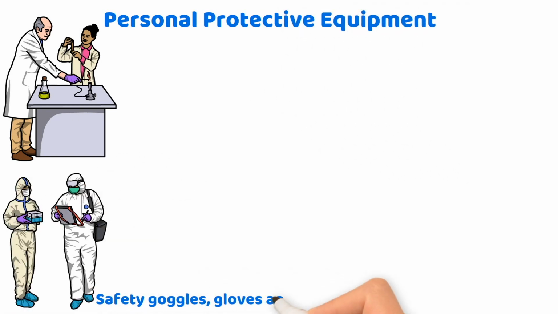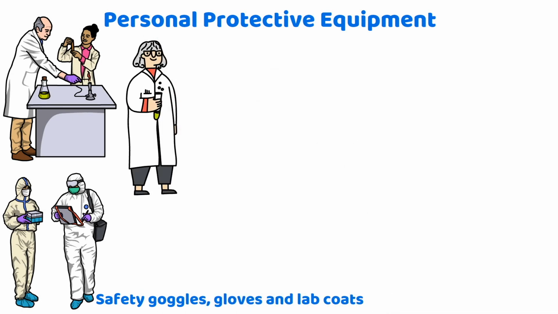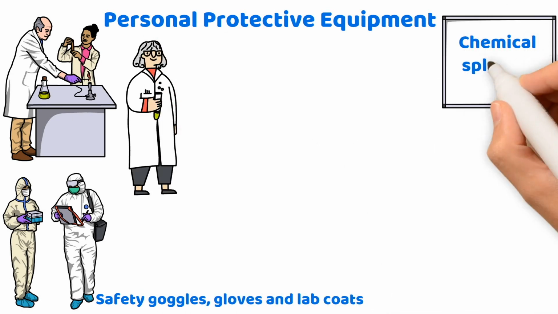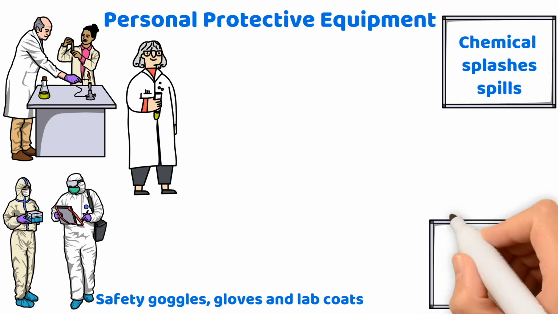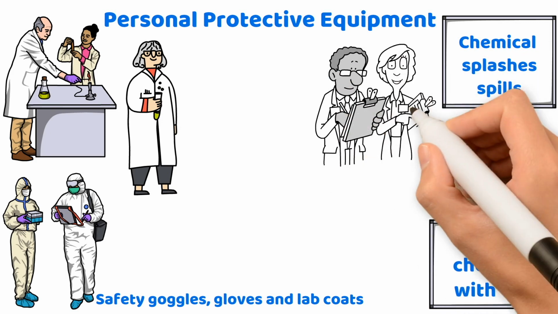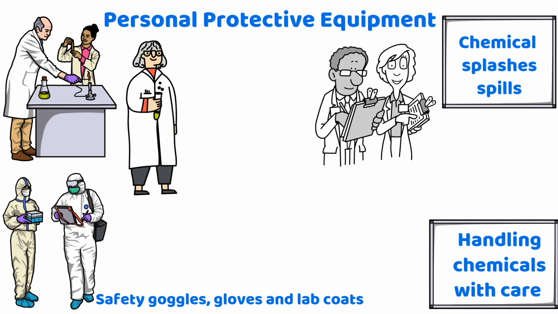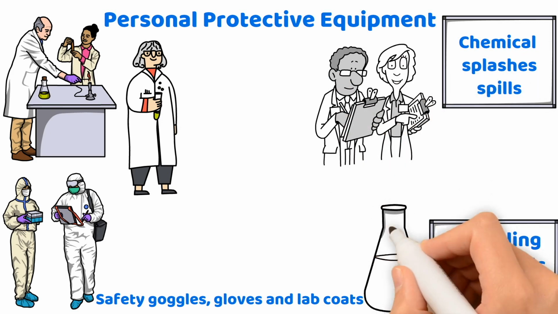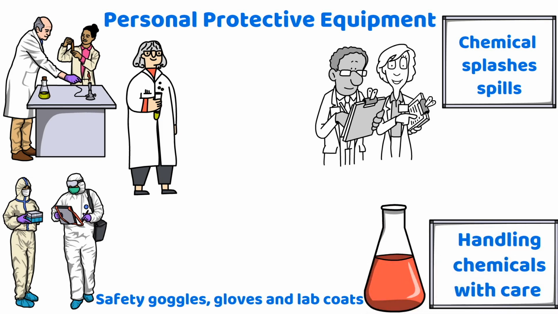Safety goggles, gloves, and lab coats aren't just accessories. They are essential tools that protect against chemical splashes, spills, and other hazards. Handling chemicals with care is a fundamental skill. Always check labels and material safety data sheets for hazard information. Use appropriate tools like funnels and pipettes for transferring liquids.